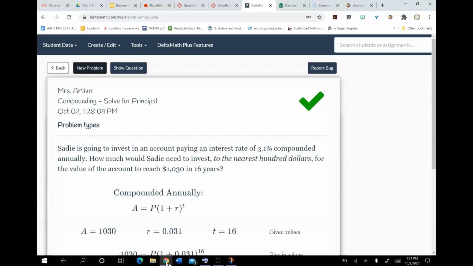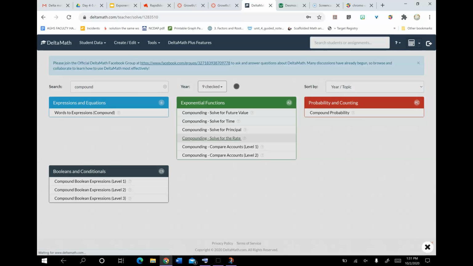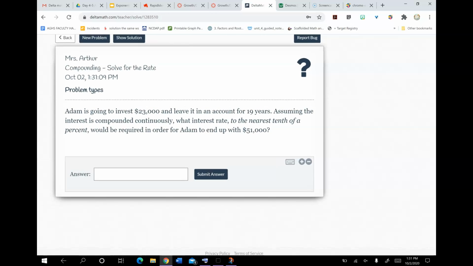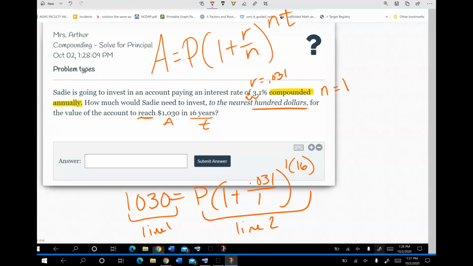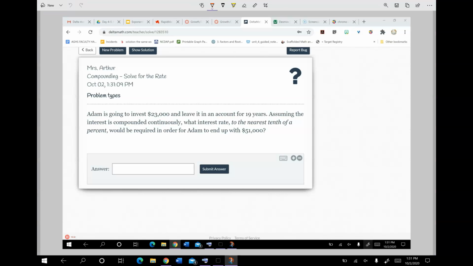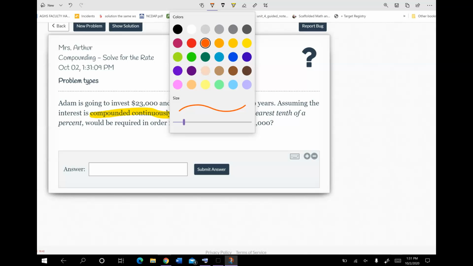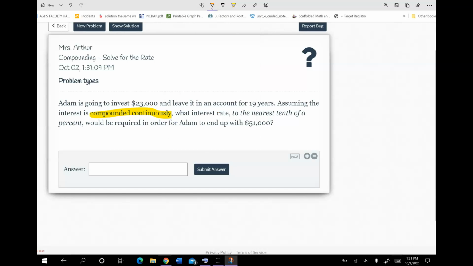All right, last section we're going to do on this video, solve for the rate. It sure does give us compound continuously the first time, every time. Have y'all noticed that? Two more and we're going to be done. Let's get our highlighter. Adam is going to invest $23,000 and leave it in an account for 19 years, assuming the interest is compounded continuously. Compounded continuously chose our formula, and our formula is going to be the E formula.